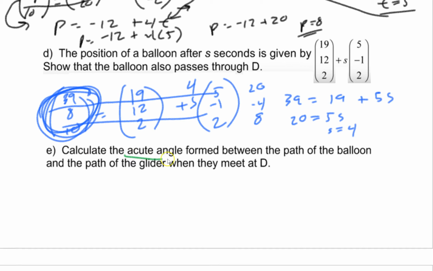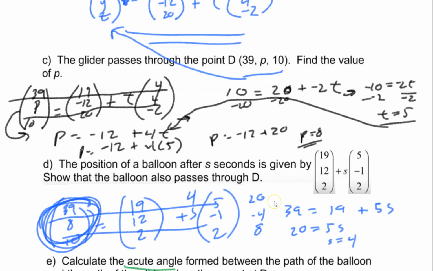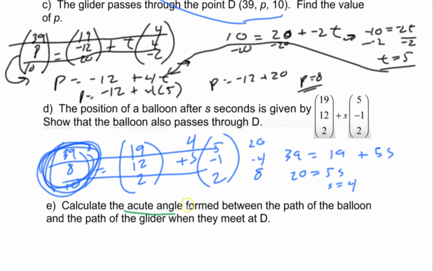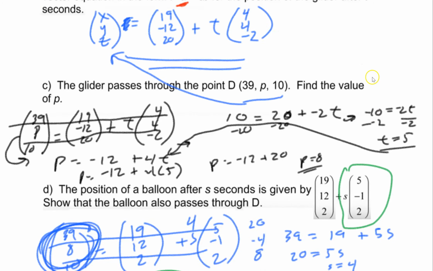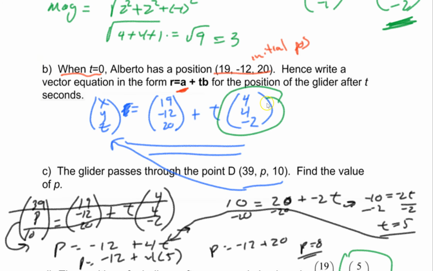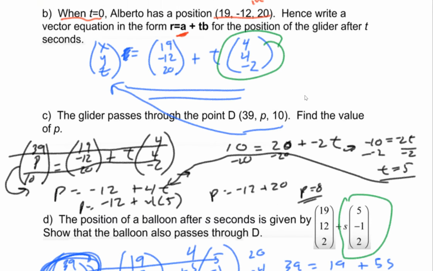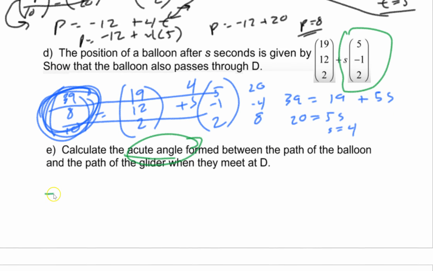Now this one, next one. Calculate the angle formed between the paths of the balloons when they meet at D. So remember, when I'm looking for an angle between or anything like that, all I care about is the direction vector. I care about this thing, and I care about this thing. That's it. So t is this. We'll label it t because that's what it has. 4, 4, negative 2. And then my other vector, I'll label it s because it's right there. So those are my two vectors.